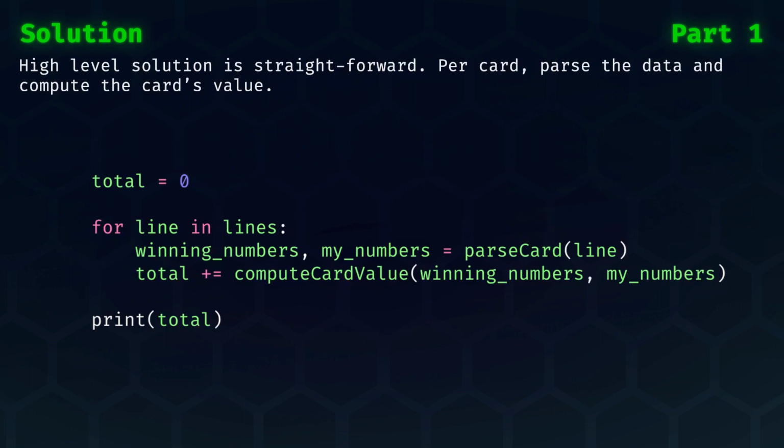I hope you agree that the solution of today's part 1 is fairly straightforward. Per card, we need to parse the data, and then we compute the number of points that this card is worth. This is expressed in the following code. First, we initialize our total to 0, and then for every line in our input, we execute the parse card function. This gives us back 2 groups of numbers. Firstly, the winning numbers. Secondly, our numbers. Then lastly, based on those numbers, we compute the card value and add it to the total.